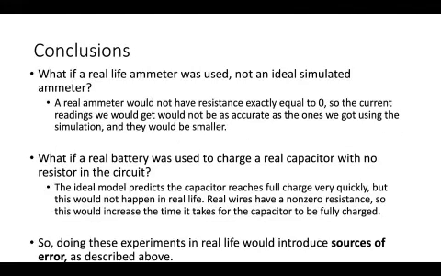So they're pretty close. What if a real-life ammeter was used, not an ideal simulated ammeter? A real ammeter would not have resistance exactly equal to 0, so the current readings we would get would not be as accurate as the ones we got using the simulation, and they'd be smaller. What if a real battery was used to charge a real capacitor with no resistor in the circuit? The ideal model predicts the capacitor reaches full charge very quickly, but this would not happen in real life. Real wires have non-zero resistance, so this would increase the time it takes for the capacitor to be fully charged. So, doing these experiments in real life would introduce sources of error as described above.